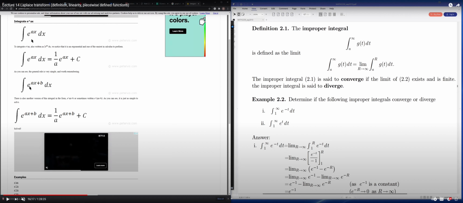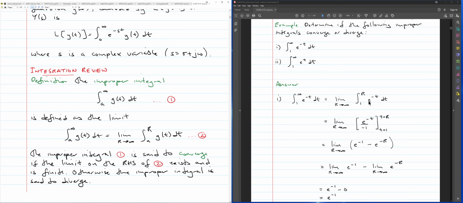More generally, if you have e to the ax plus b, it's really the same sort of formula. You maintain your exponential, which is e to the ax plus b, and then you divide by the coefficient of the x, which is a. So you have 1 on a times your exponential. Integrating e to the minus t dt, your coefficient in front of the t is just minus 1, so you divide by that minus 1.